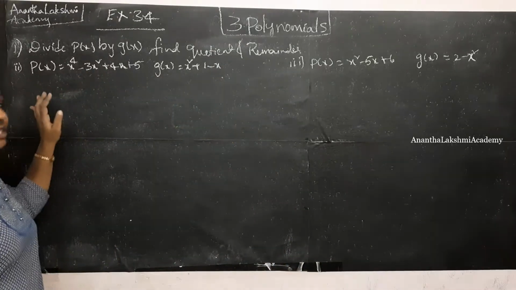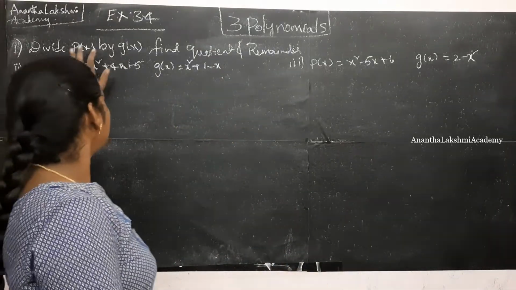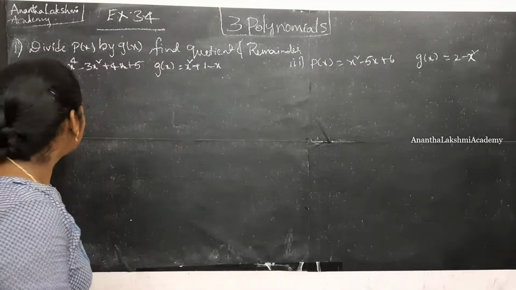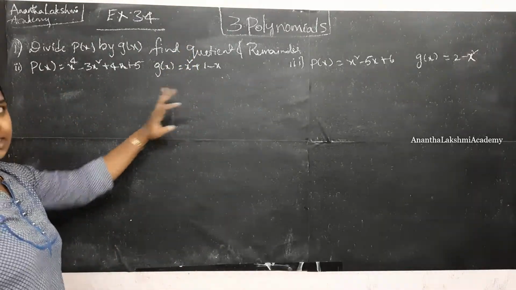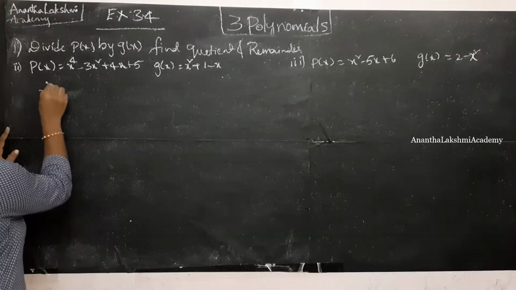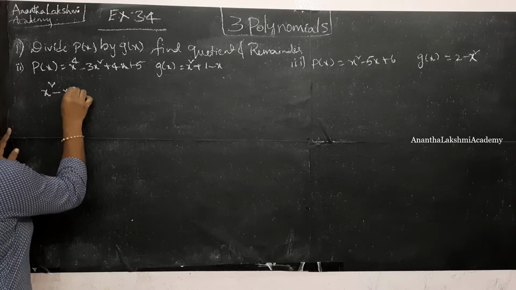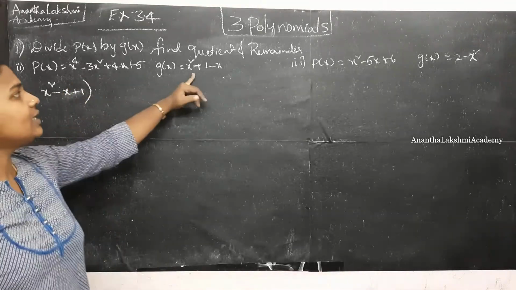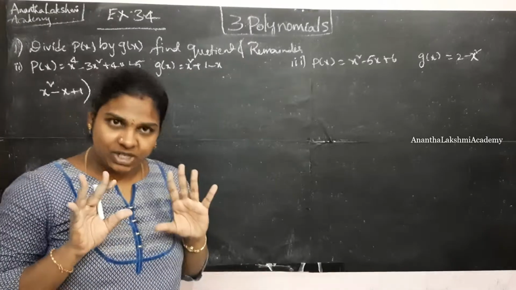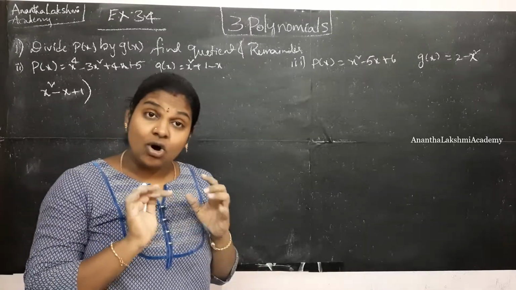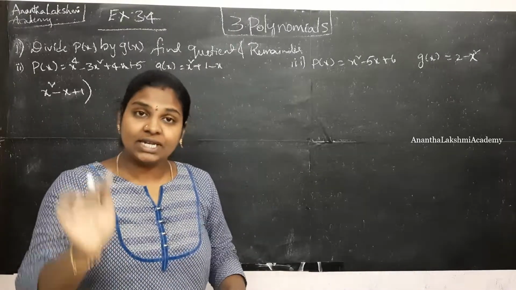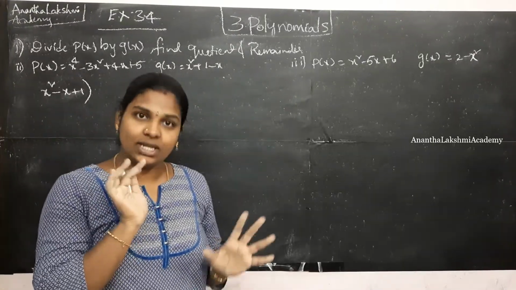Here in the very first question, they are asking us to divide p of x by g of x and find the quotient and remainder. So p of x is given, g of x is given. How do we do it? g of x is the divisor, so x square minus x plus 1. Why did I write x square minus x plus 1? While doing the division, we need to consider all the degrees of x. If a degree is not given, we need to assume 0 coefficient in those.